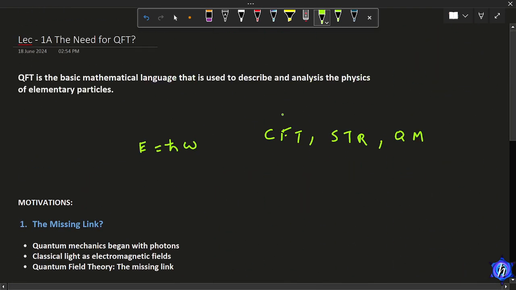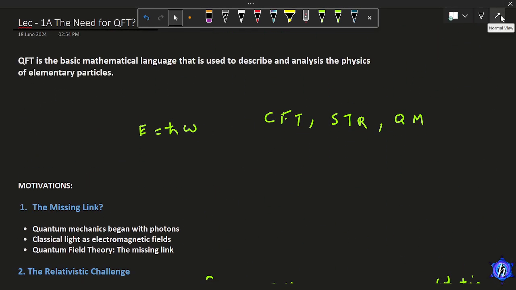So yeah, let's end this video here. In the next video, we are going to study the creation and annihilation operators. It's just a basic recapitulation of quantum mechanics, and that is going to serve as very important groundwork for us.